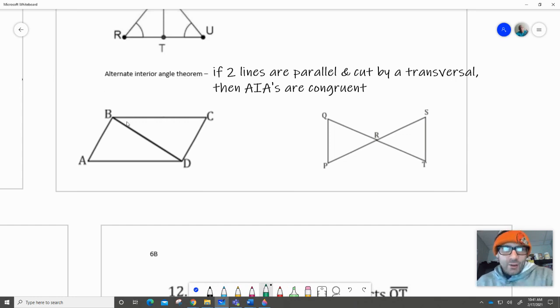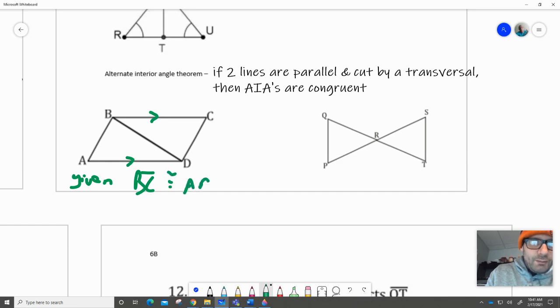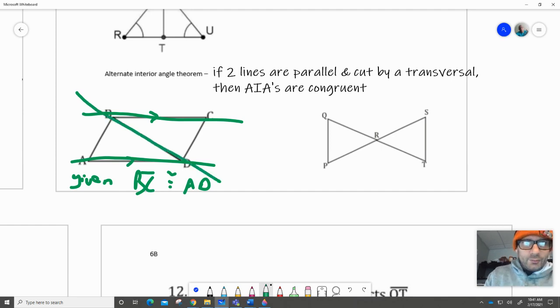Let's say, hypothetically, we're trying to prove these two triangles congruent, ABD and CDB here. And let's say this side is parallel to that side right there. So we have BC being parallel to AD, and let's say they give us that. So they give us that BC is parallel to AD, something like that. So BC is parallel to AD, right? Now BD is a transversal that cuts through that.